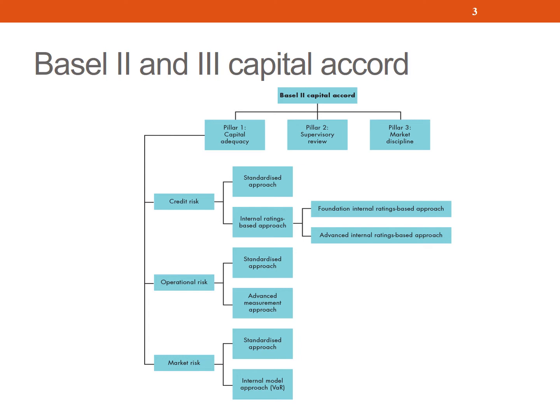This is what Basel II looked like. So basically we have the three pillars: capital adequacy, with the credit, operational and market risk that needs to be considered, supervisory review, and market discipline, which we're going to cover shortly.